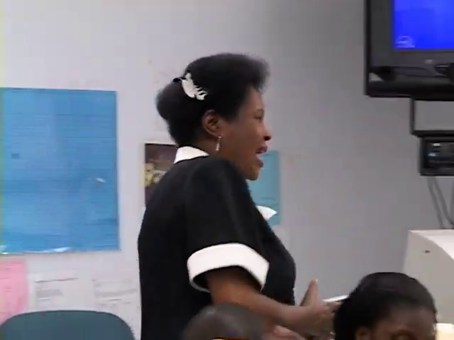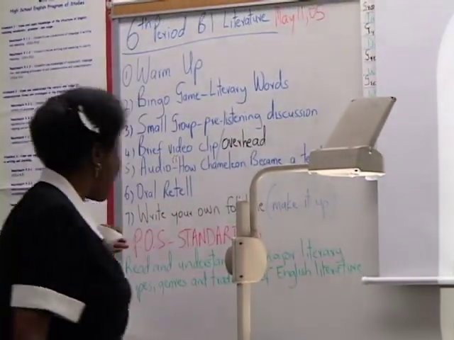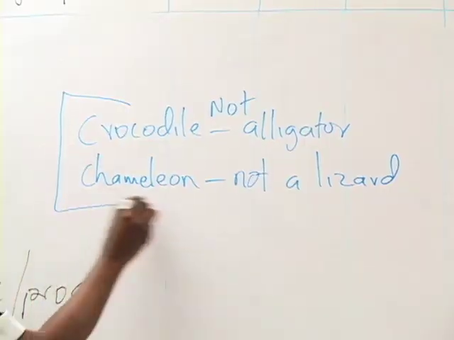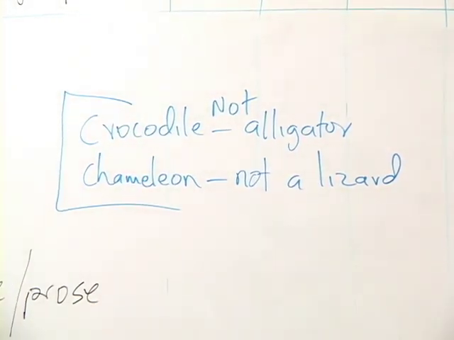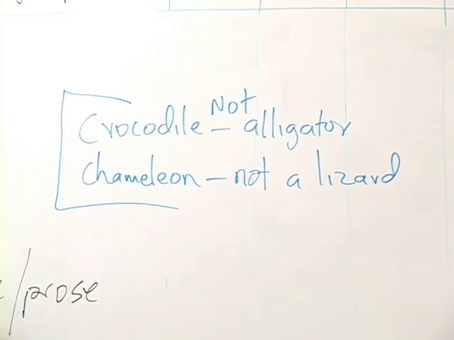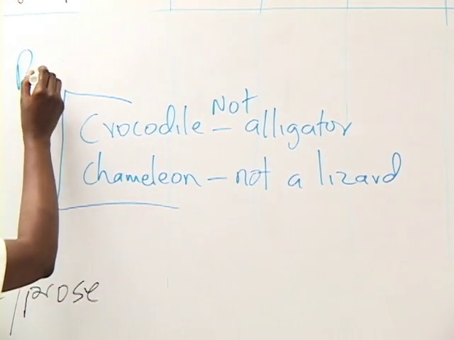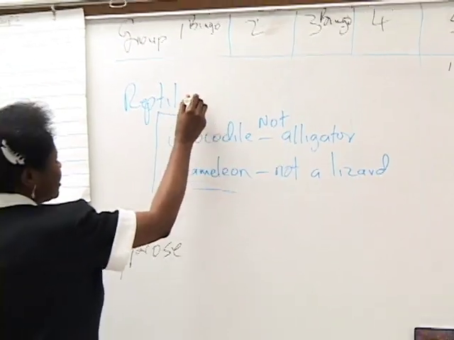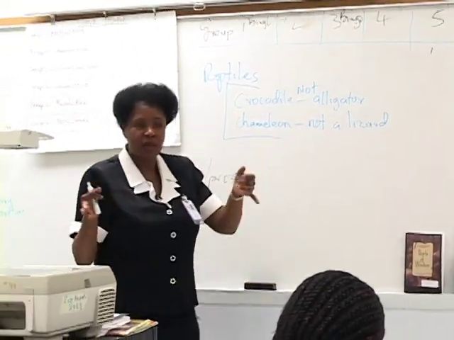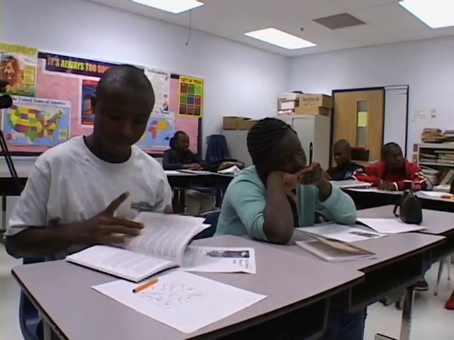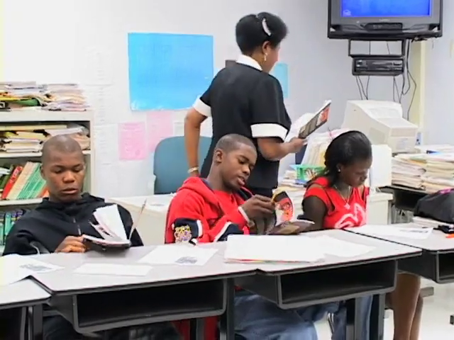Today, the title of the story we are going to read is How Chameleon Became a Teacher. Both the crocodile and the chameleon belong to a class of animals called reptiles. Why am I explaining some of these things? It is to support the biology class you are taking. So let's get to the story.